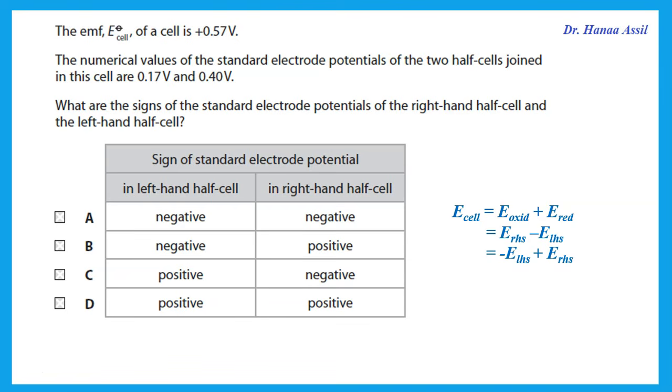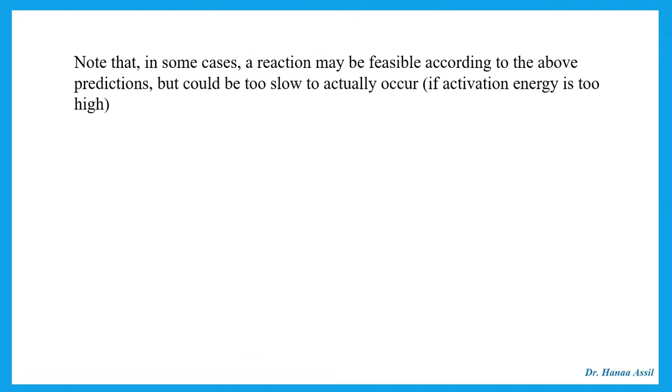Remember that the total E cell, we said it's E oxidation plus E reduction. So in this case, it is the E of the right hand half cell minus the E of the left hand half cell. And in order to have a total of plus 0.57, I should have the left hand cell negative, so it should be minus 0.17, and the right hand cell is positive.